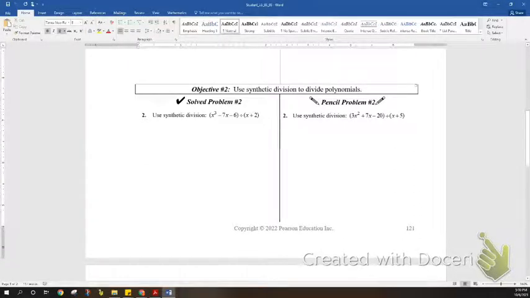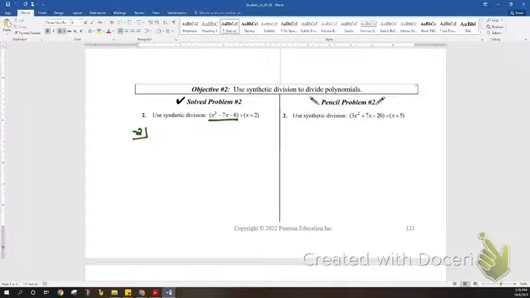So let's look at the solved problem number 2. All right, so first let's check. Can we do synthetic division? Yes, because it's x plus an integer. So we're going to take this number, change the sign, and put it in the little box out to the side. Then we're going to make sure this is in standard form, and write all the coefficients from 1x cubed down to the constant next to that negative 2.